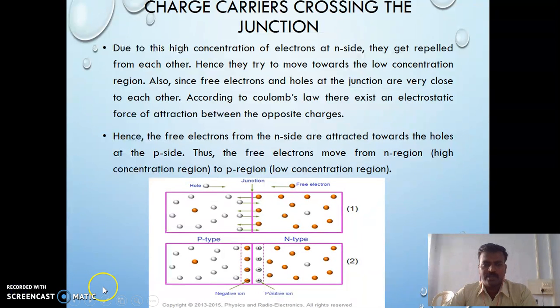This is the way ions are formed. When the electrons move from N-type to P-type, more electrons are stored in the P-type region, so it creates a negative ion. And the holes move from P-type to N-type, creating more holes in the N-type, so it creates a positive ion.